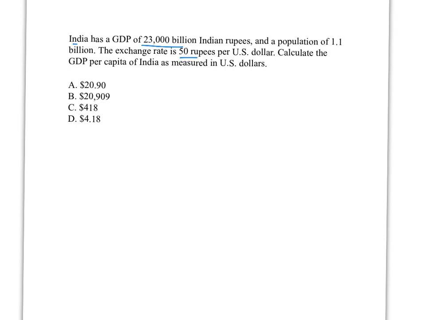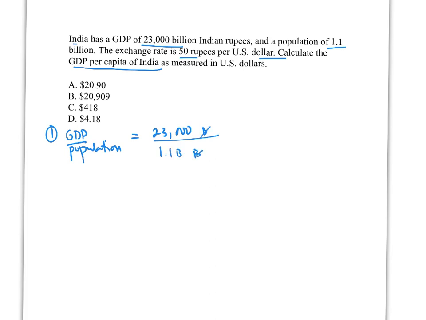We've got the exchange rate, which we know how to do, but we also need to figure out the GDP per capita of India, right? So let's do that transformation first. When you're looking at GDP per capita, you're always looking at GDP divided by population. In this case, we have 23,000 billion and 1.1 billion in population. Those billions we can basically cancel out, and we've got 23,000 divided by 1.1.